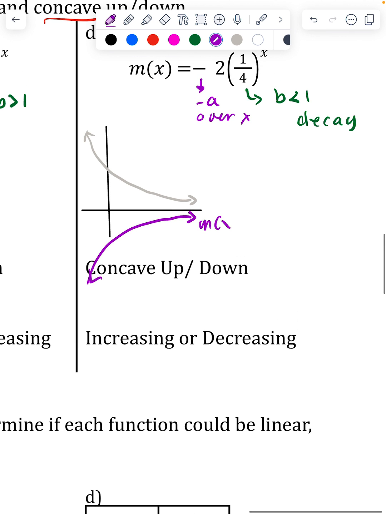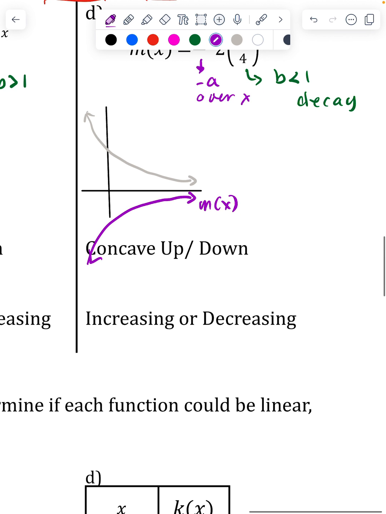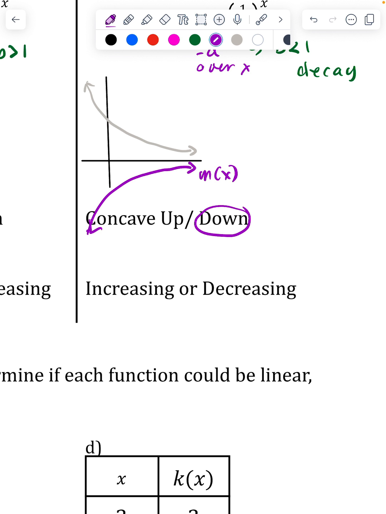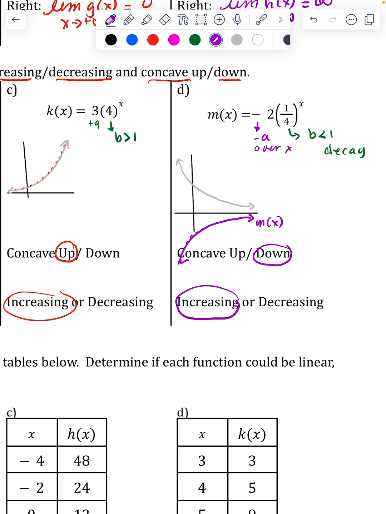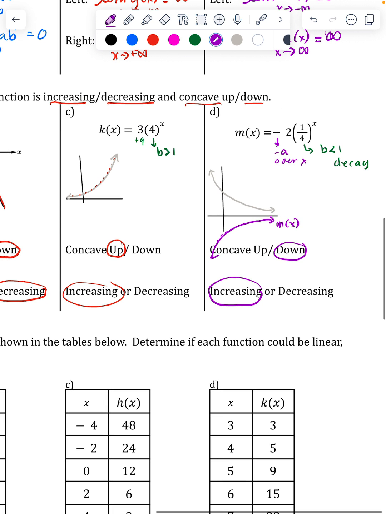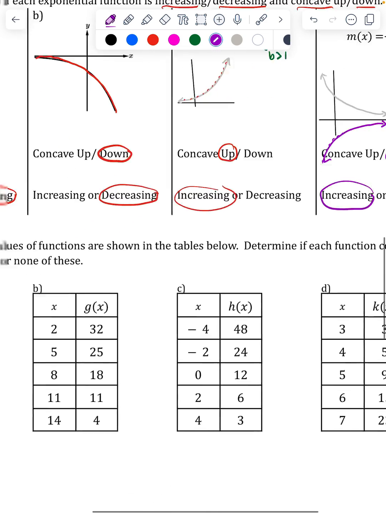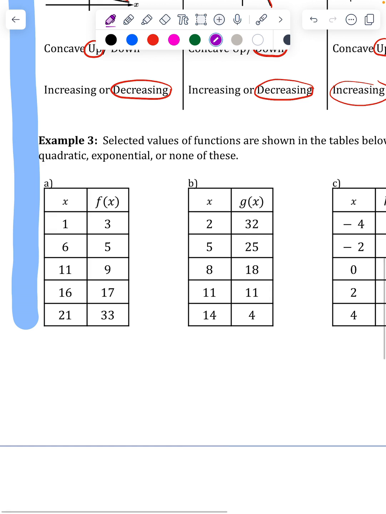This is my m of x. That thing is concave down. And that thing, if I follow the values from left to right, they are increasing. So you have to be able to take what you see in a function like that and know how the outcome will look, enough to determine concavity and increasing or decreasing.